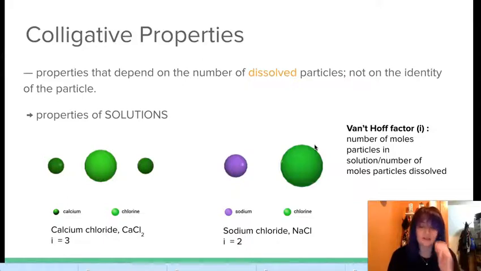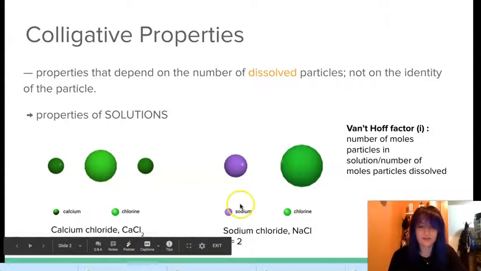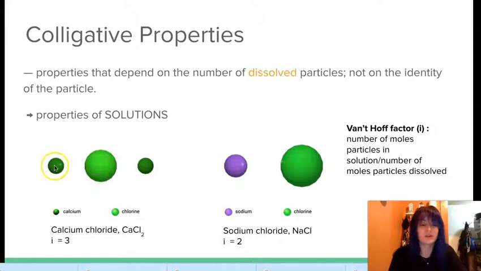So if you look at this example here, I show you two ionic compounds, sodium chloride and calcium chloride. As you can see, sodium chloride's chemical formula is NaCl, so it's going to break apart into 2 ions, and its Van't Hoff factor is 2, whereas calcium chloride's chemical formula is CaCl2. As you can see, 1 calcium with 2 chlorine atoms. And for this compound, the Van't Hoff factor would be 3.